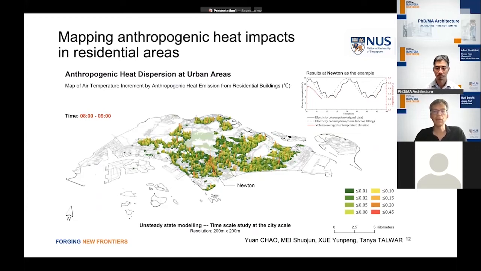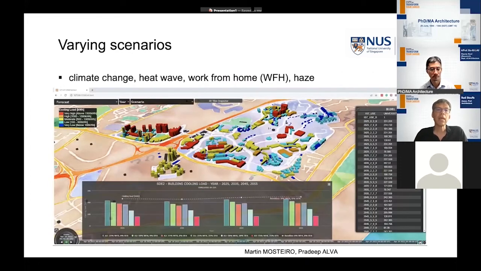So this data we're using as input to our simulation, and then we're looking at various scenarios. For example, climate change, if the temperature increases over the next years, or maybe a heat wave, where it's very localized in time, where it can be very hot, or such aspects as work from home, which became very important with the pandemic.